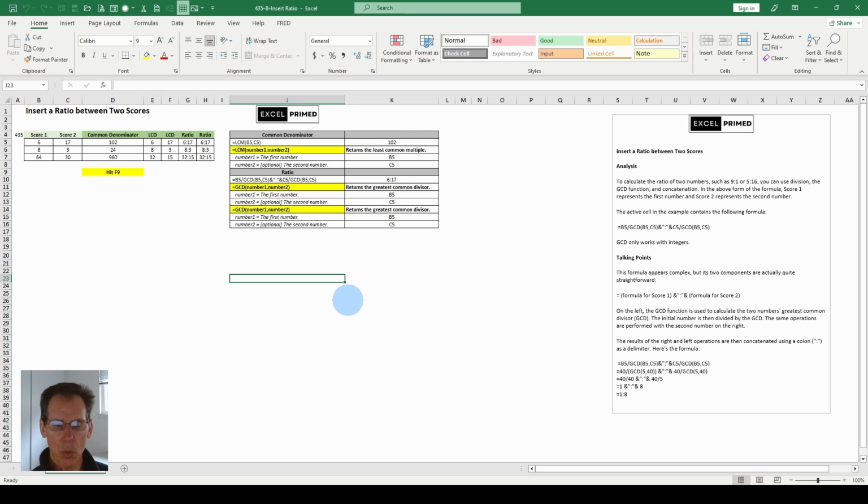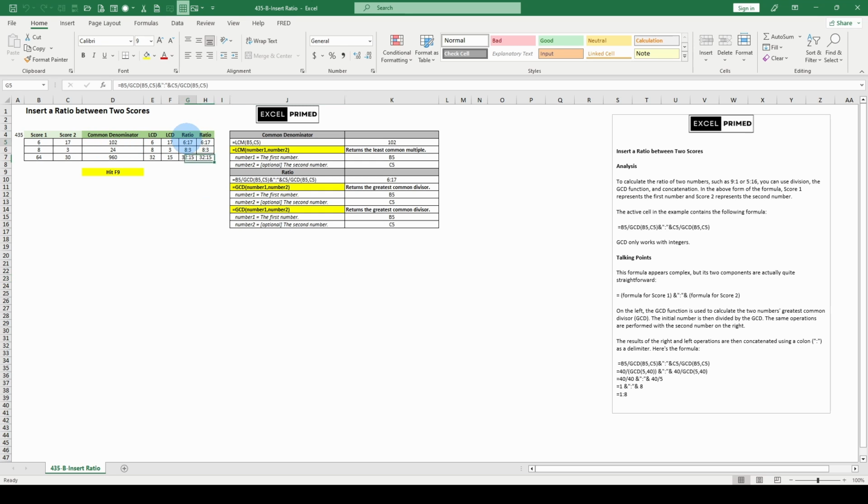How about we play with a whole bunch of new functions and determine or insert a ratio between two scores? What am I talking about? We want a 1-to-1 ratio, or we want a 5-to-1 ratio, or we want just a ratio. Here is what we're looking at. Here's the end result. And you're going, what?